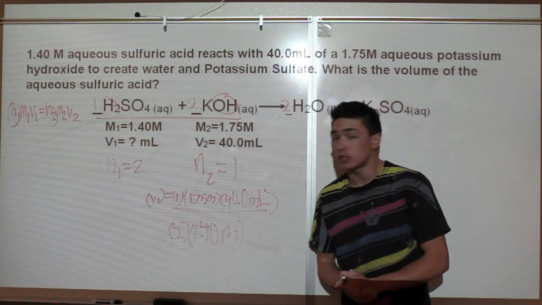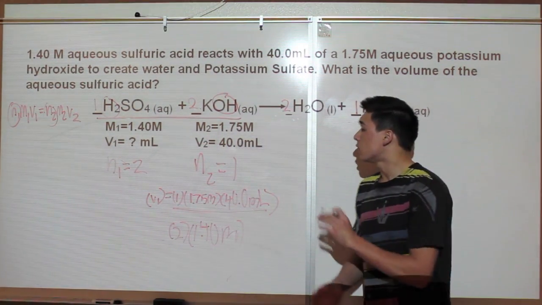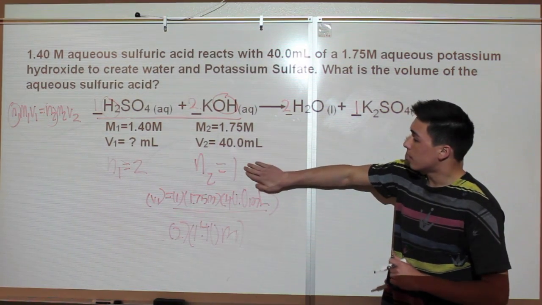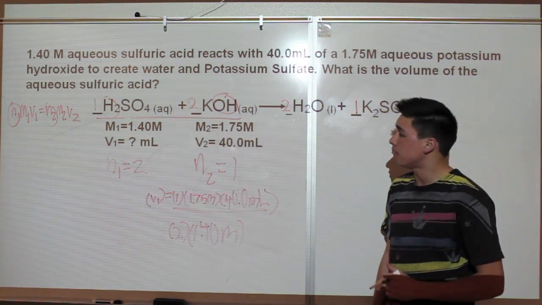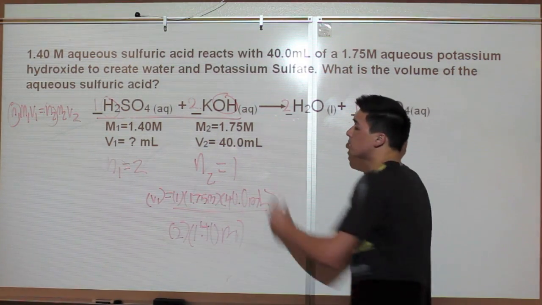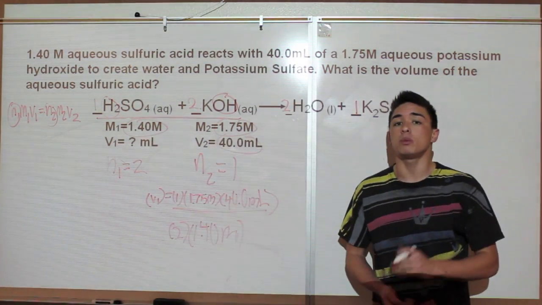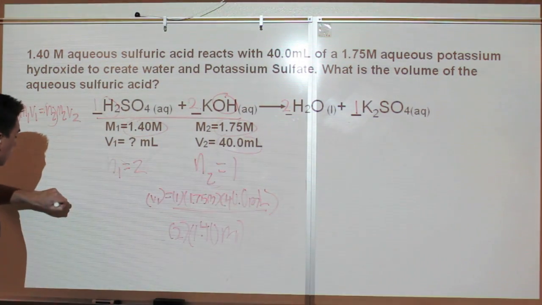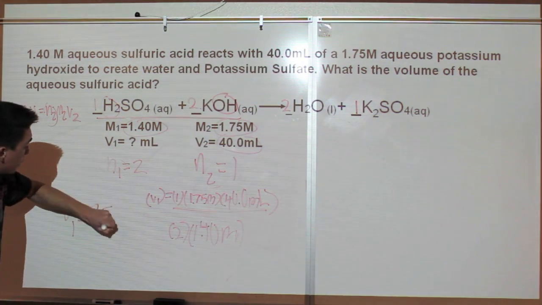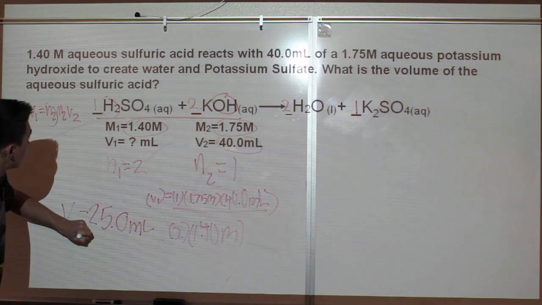And now when coming up with the solution for V1, we have to consider sig figs, right? So the values for n are considered exact numbers. So we don't consider them for the sig figs. But when we look at all the other values in the problem, they all have 3 sig figs. So our solution will have 3 sig figs. So upon calculating this, we'll get that V1 equals 25.0 milliliters of sulfuric acid.